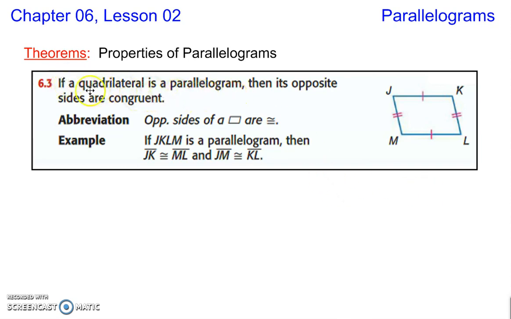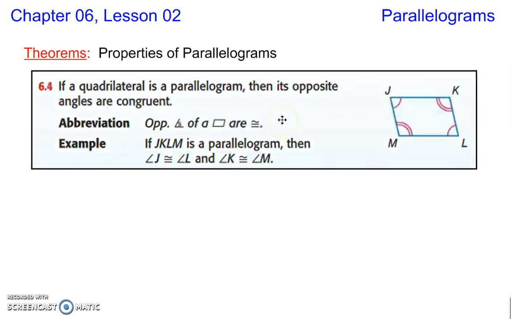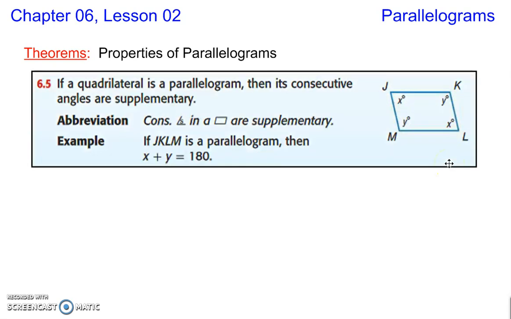If the quadrilateral is a parallelogram, then the opposite sides are congruent. Now, if a quadrilateral is a parallelogram, then the opposite angles are congruent. And then 6-5, if it's a parallelogram, then its consecutive angles are supplementary. So X and Y are going to add up to 180 degrees.